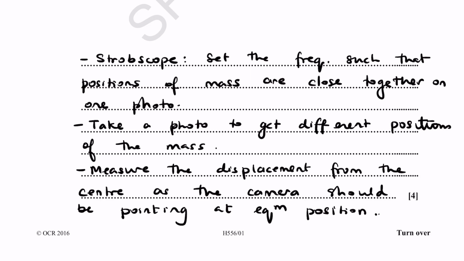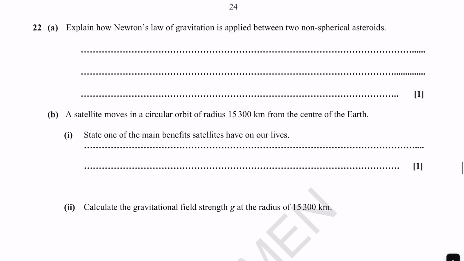Righty, question number 22 now. Explain how Newton's law of gravitation is applied between two non-spherical asteroids. Well, we know that the force of gravity is directly proportional to the product of the two masses of the asteroids, and it is also inversely proportional to the square of the distance between them from their centers. I'm going to just leave it there. I know everyone can write this down, and this is the summary.